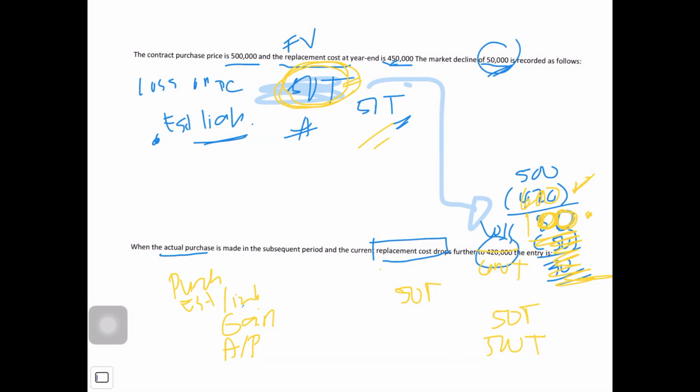It would be 500. Why 500? Because our contract price is lower than the market price. So, in effect, we are actually recording it at the lower of cost or net realizable value. That is our purchases.